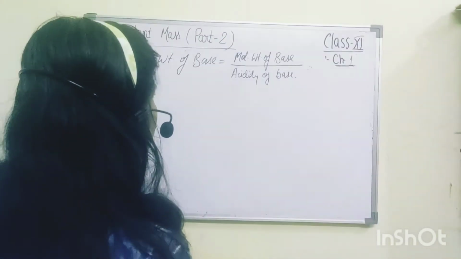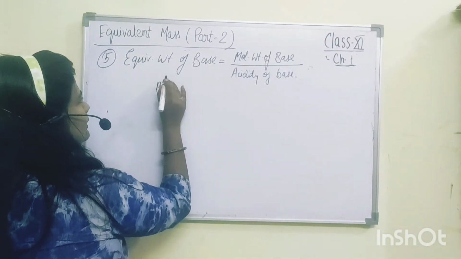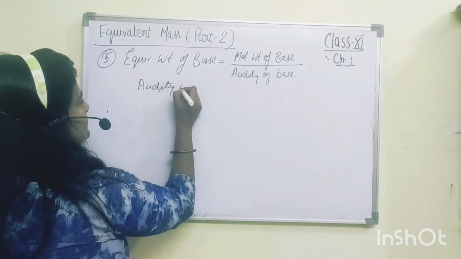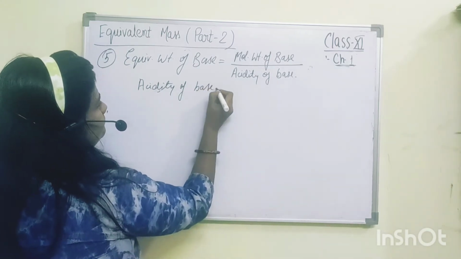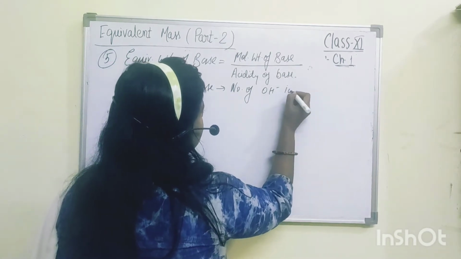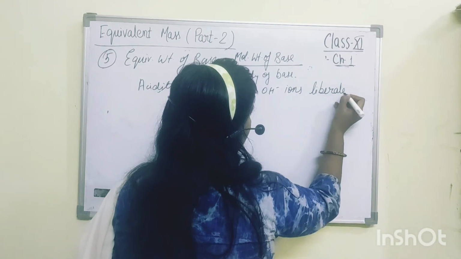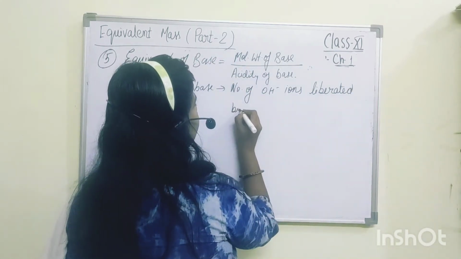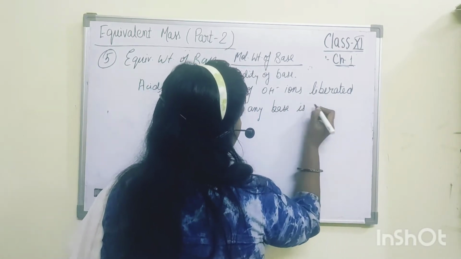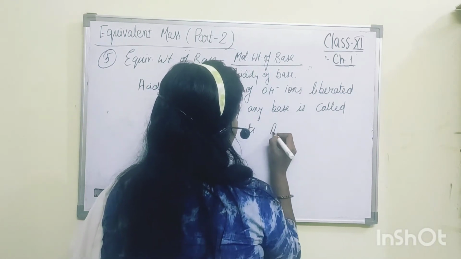For the acidity of a base: the number of OH minus ions liberated by any base is called its acidity.